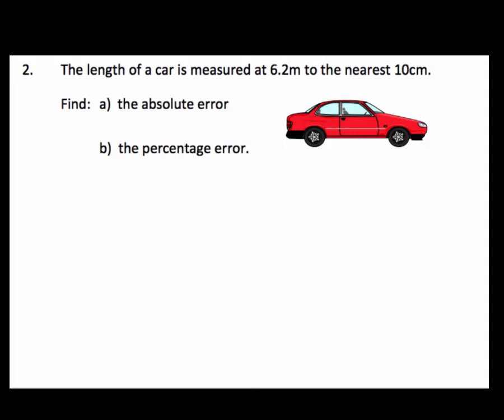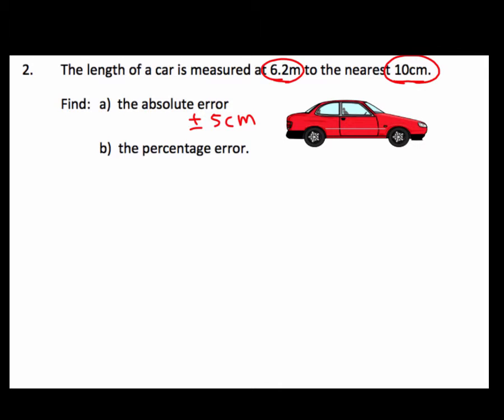Here's another example. It's a car and it's been measured at 6.2 metres to the nearest 10 centimetres. Now we have to be careful here because we've got mixed units. We've got metres and we've got centimetres, but we need to remember also that anything after the decimal point in metres is going to be in centimetres or sometimes in millimetres. So the absolute error is half the smallest unit. This time the smallest unit is 10 centimetres, so the absolute error is going to be plus or minus 5 centimetres.